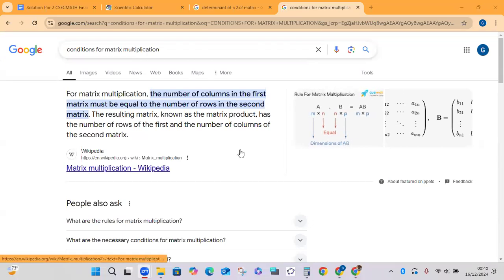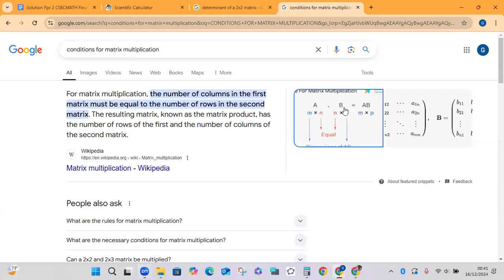So I simply type in Google conditions for matrix multiplication. It says for matrix multiplication, the number of columns in the first matrix must be equal to the number of rows in the second matrix. So the number of columns in the first matrix must be equal to the number of rows in the second matrix.